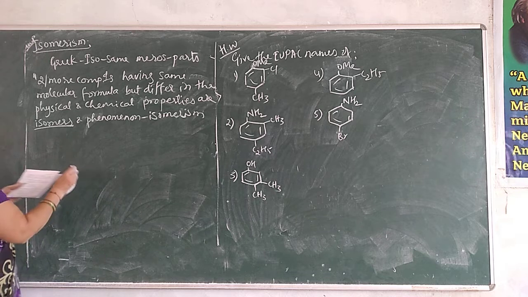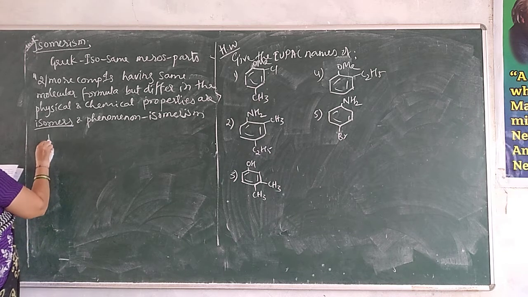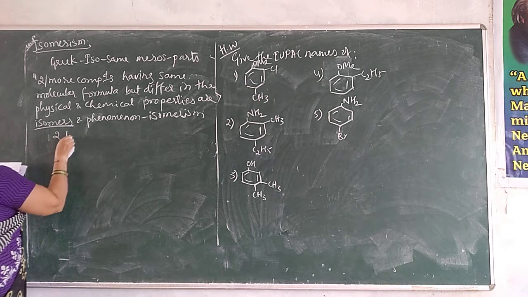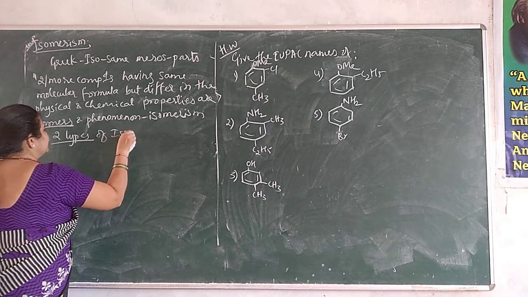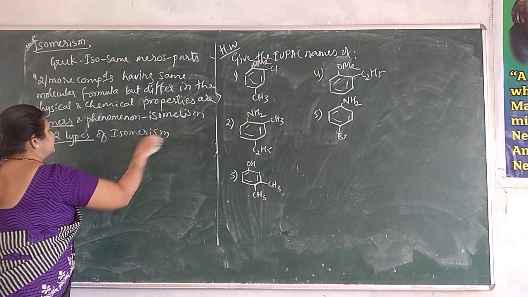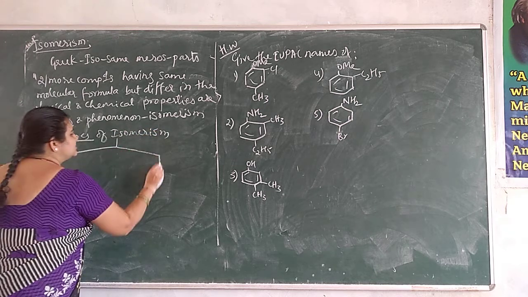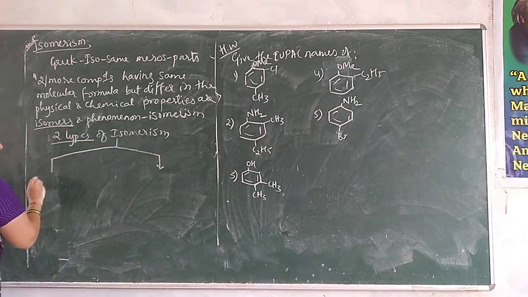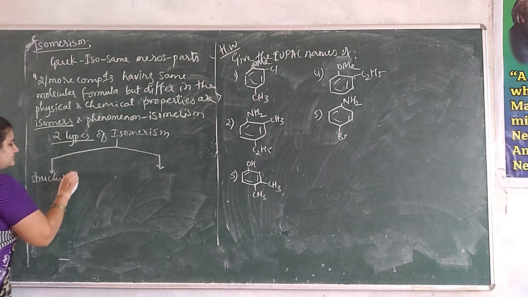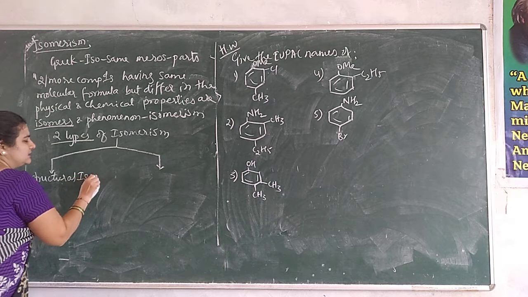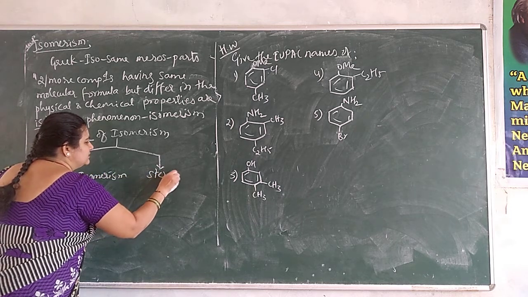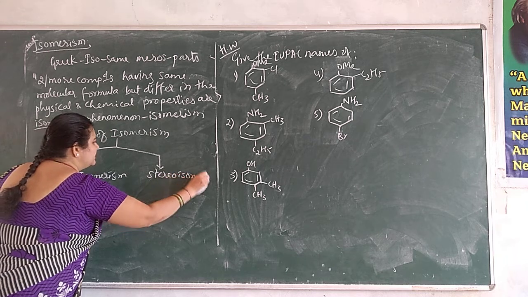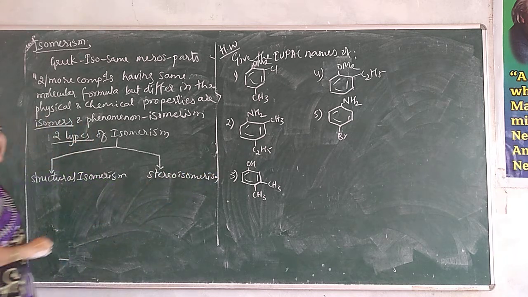Now this isomerism is of two types. Let me just briefly explain about isomerism. Isomerism can be classified into structural isomerism and stereoisomerism.